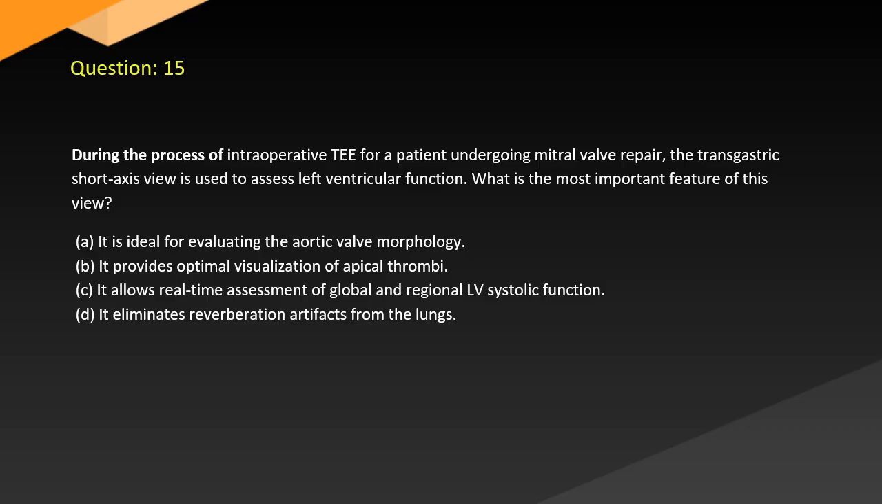Question 15. During intraoperative TEE in a patient undergoing mitral valve repair, the transgastric short axis view is used to assess left ventricular function. What is the most important feature of this view? A. It is ideal for evaluating the aortic valve morphology. B. It provides optimal visualization of apical thrombi. C. It allows real-time assessment of global and regional LV systolic function. D. It eliminates reverberation artifacts from the lungs.